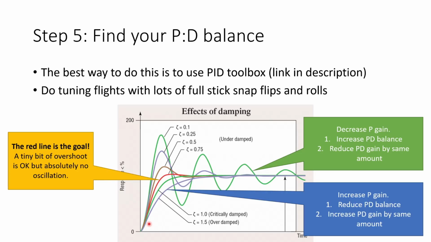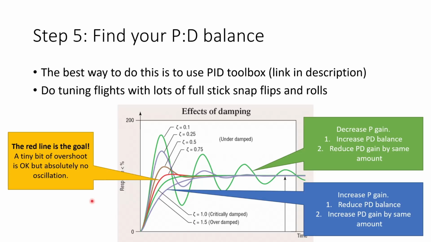If, however, you have a log that looks more like this purple line here, where it's kind of very slow to reach the center, then you're going to want to increase your P gain. And you do that by doing the opposite. So you reduce the PD balance by 0.1 or 0.2, 1 or 2 notches, and you increase your PD gain by the exact same amount. So 0.1 or 0.2, but it's got to be the exact same amount you reduce the PD balance by.